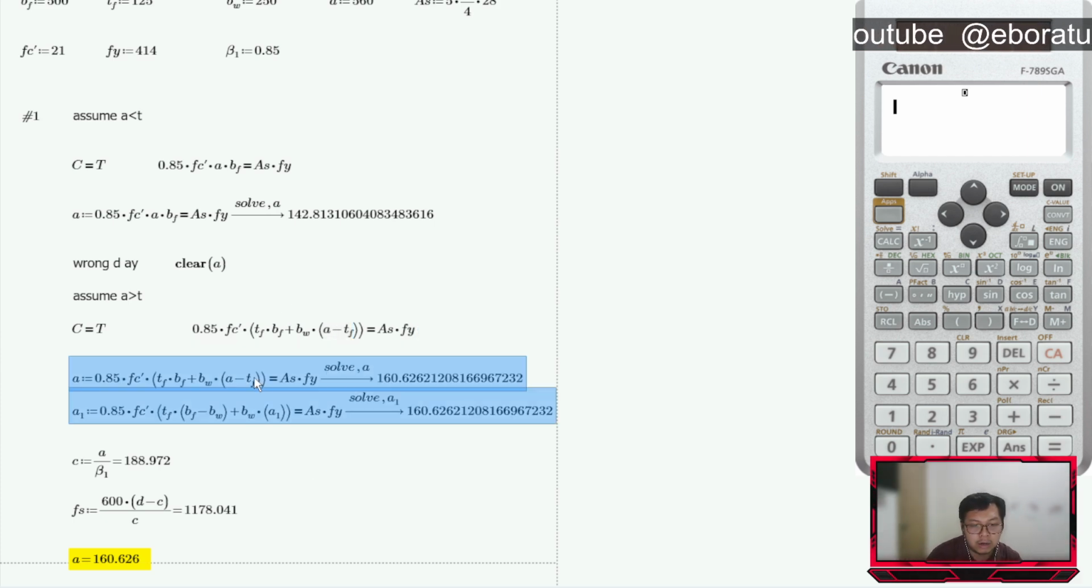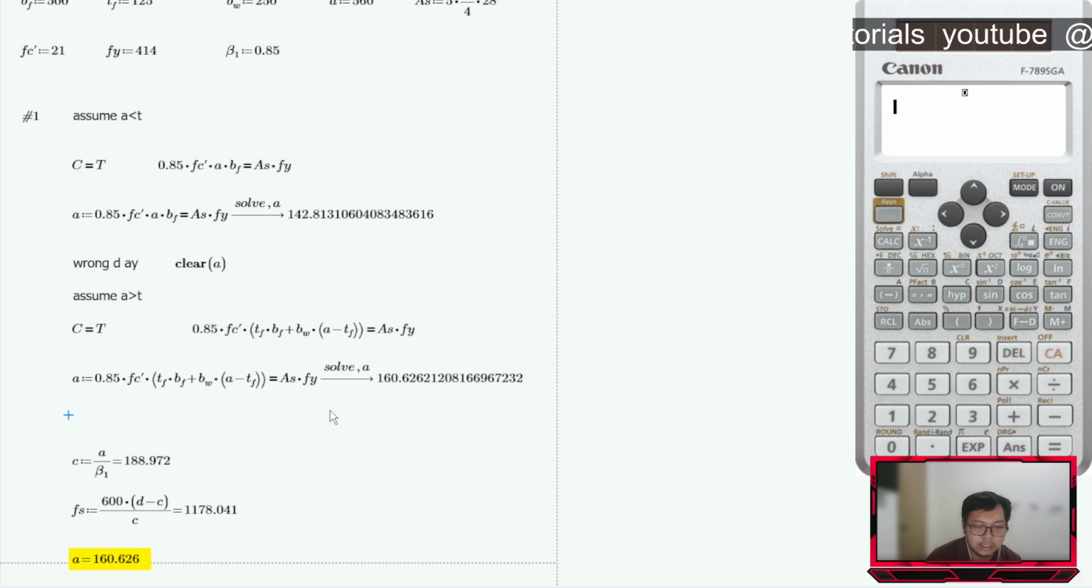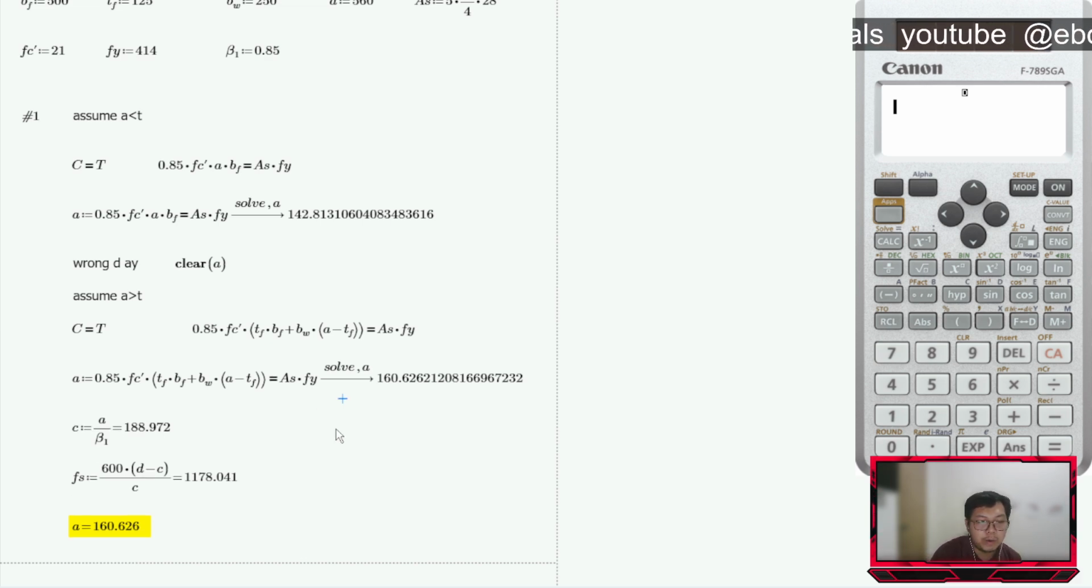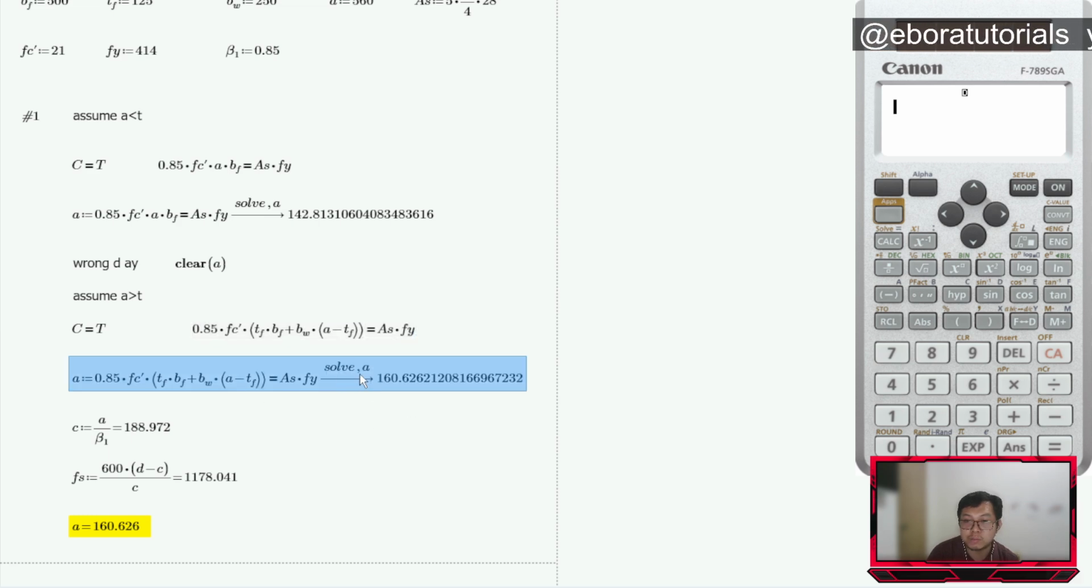Tingnan nyo, meron nga akong pinakita, di ba? Ito yung division using kay sir, and then ito yung division using yung ginawa ko. Same pa din ang sagot. Okay? So anyway, para hindi kayo malito, tanggalin ko na lang to, ha? Yan. Sige. So anyway, by the way, for the whole equation, the only unknown is A. So you can use your calculator, shift solve, and solve for A. Anyway, I used my software to solve for A. I was able to solve 160.62 mm.